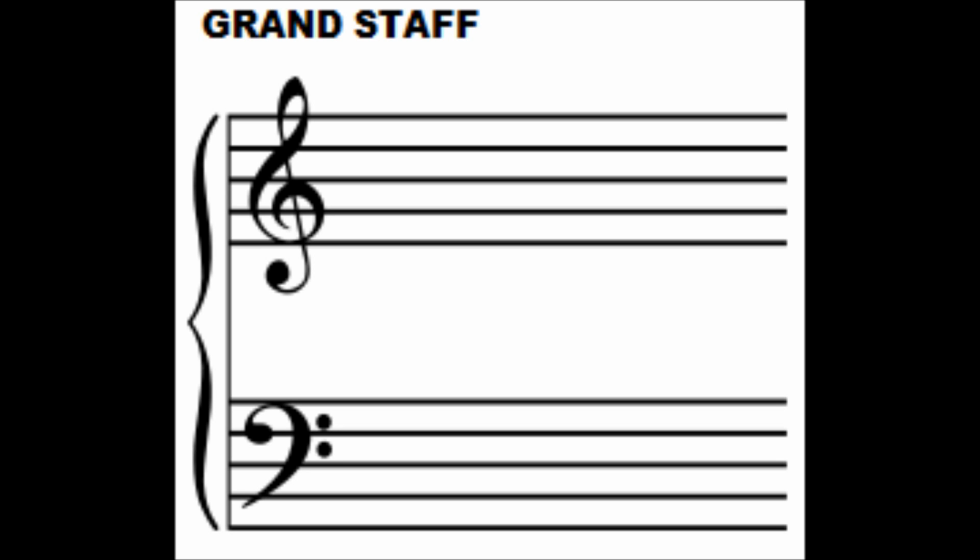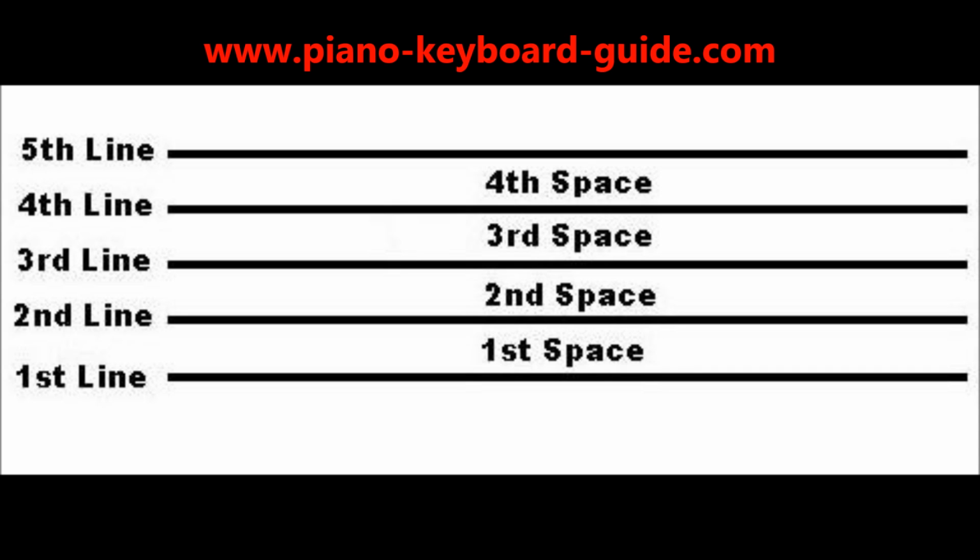Firstly, let us talk about the staff. Music is written on a staff. Take a look at this staff. We can see that it consists of 4 spaces and 5 lines. The lines and spaces are counted from bottom to top.